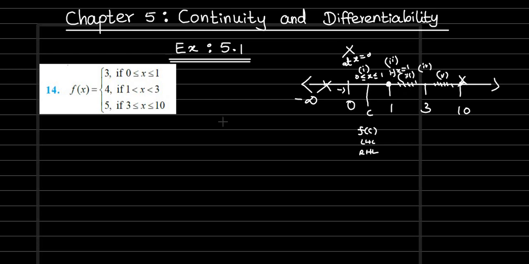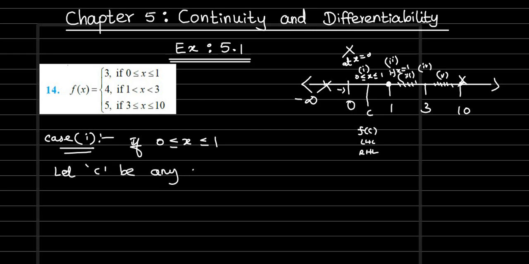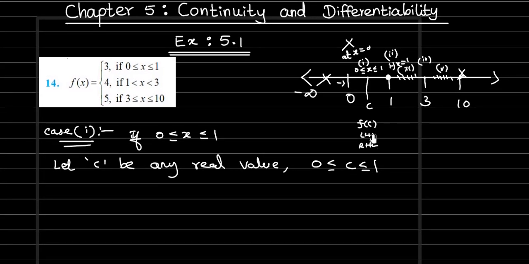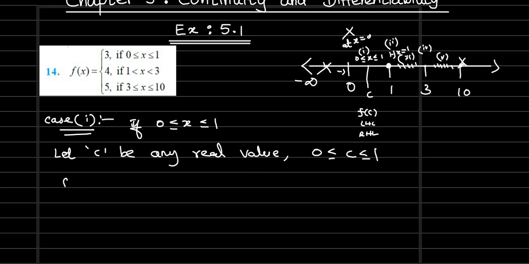So now case 1 is what? In case 1, x lies between 0 to 1, so 0 less than or equal to x less than or equal to 1. Infinite values lie between 0 to 1, so I'm going to have a common name. Let c be any real value, and at the same time c should lie between 0 to 1. Here, as already told, f of c, left hand limit, right hand limit, all the three things we have to find out.